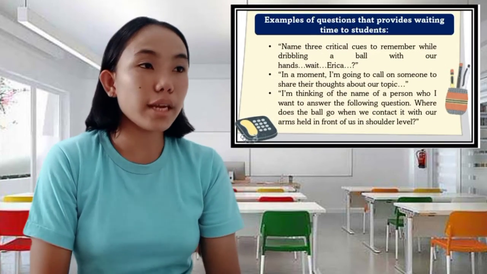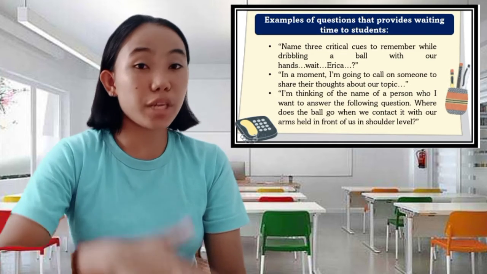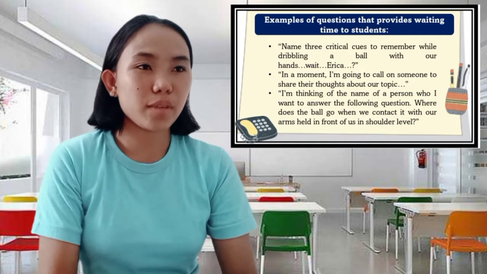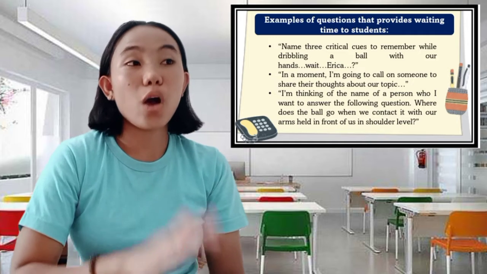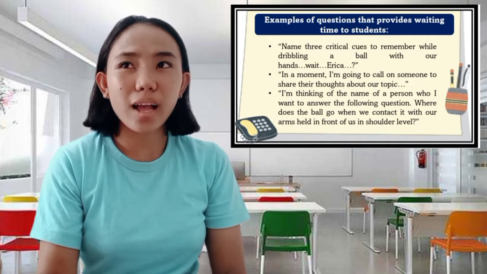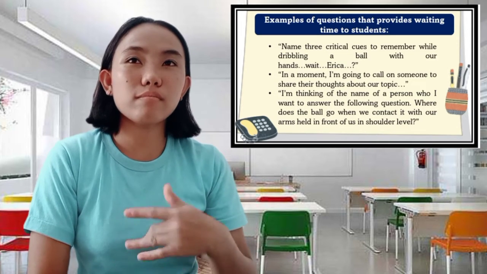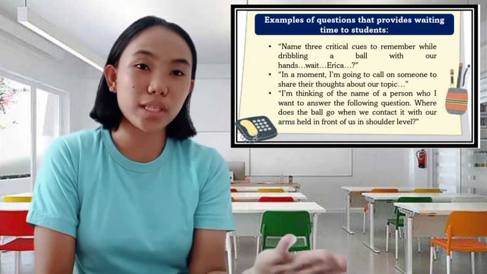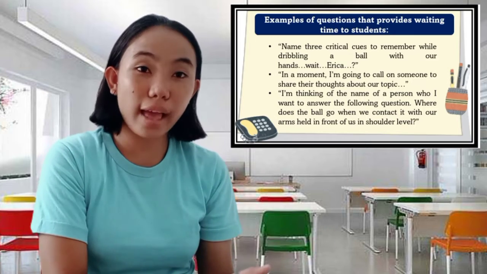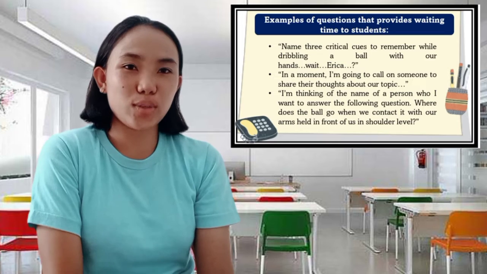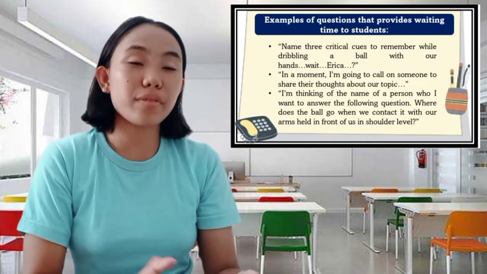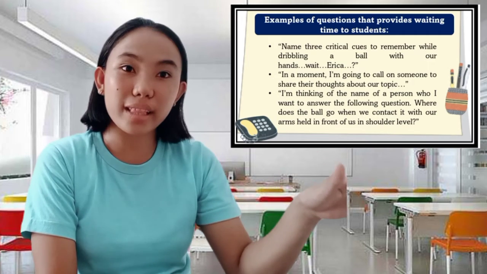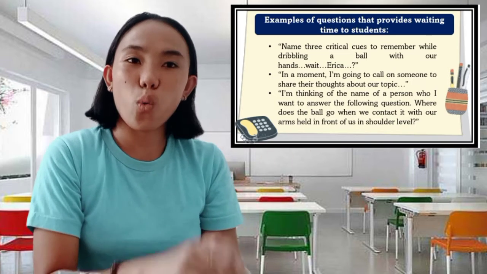So we have here other examples of questions that provide waiting time to students. First, it is actually a statement that the teacher can say. So we have here, name 3 critical cues to remember while dribbling a ball with our hands. Wait, Erica? Like that. So the teacher was maybe distracted by a student, and then he said, "Wait, Erica?" There is a pause, but you have already asked the question, and like that, you are actually giving wait time to your students to answer your question. So again, name 3 critical cues to remember while dribbling a ball with our hands. That is the question, but you still continue by saying, "Wait, Erica?" So something like that, you are actually giving wait time to your students.